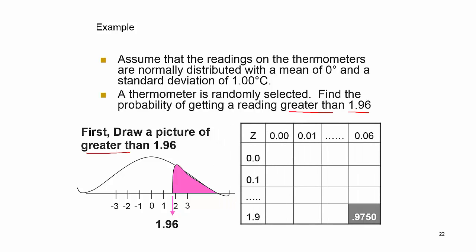So I look this up in my z-table. So I have 1.96 and my area is 0.975. Now that is area to the left, so I need to subtract that from 1 to find area to the right. So it's 0.025, or 2.5%.